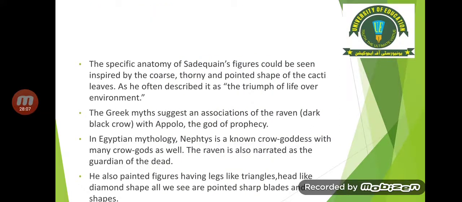The specific anatomy of Saddaquain's figures could be seen inspired by the coarse, thorny, and pointed shape of the cacti leaves, as he often described it as the triumph of life over environment.